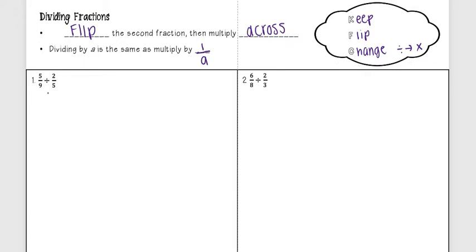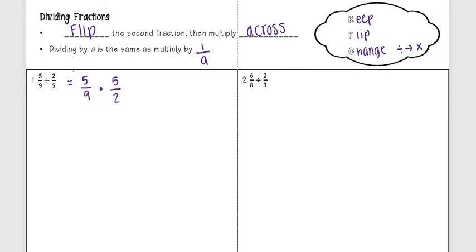So let's go ahead and try this first one. So my first step, can these fractions be reduced? 5/9, 2/5? No, they can't. Second step, KFC. So I am going to keep that first fraction, flip that second fraction, so instead of 2/5, I'm going to have 5/2. And then I'm going to change this division sign to multiplication.